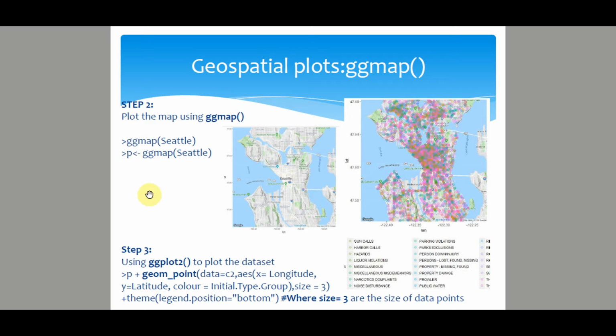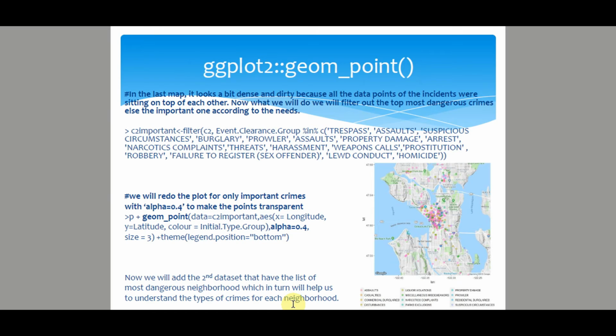Now add this P with the ggplot2 objects where data is equal to C2. In aes, the x and y axes are the longitude and the latitude. We will differentiate the data using the initial type group as color, with the size of the data points equal to 3. Add a legend for reference. In the last map, it looks a bit dirty because all the data points are sitting on top of each other. Now, what we can do is filter out the topmost dangerous crimes. Then we redo the plot only for important crimes with alpha 0.4 to make the points transparent.